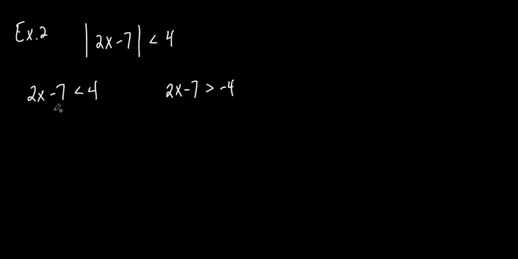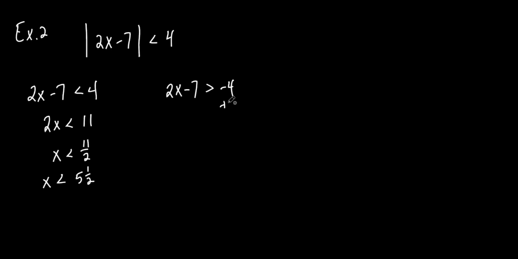All right, let's solve for x. So we just do this in our head. Add a 7, so 2x is less than 11. Divide by 2, so x is less than 11 over 2. What is 11 over 2 if we're going to graph it? 2 goes into 11, what, 5 times? 1 over 2. So we're going to write x is less than 5.5. Everybody got that? Okay, let's do this one.